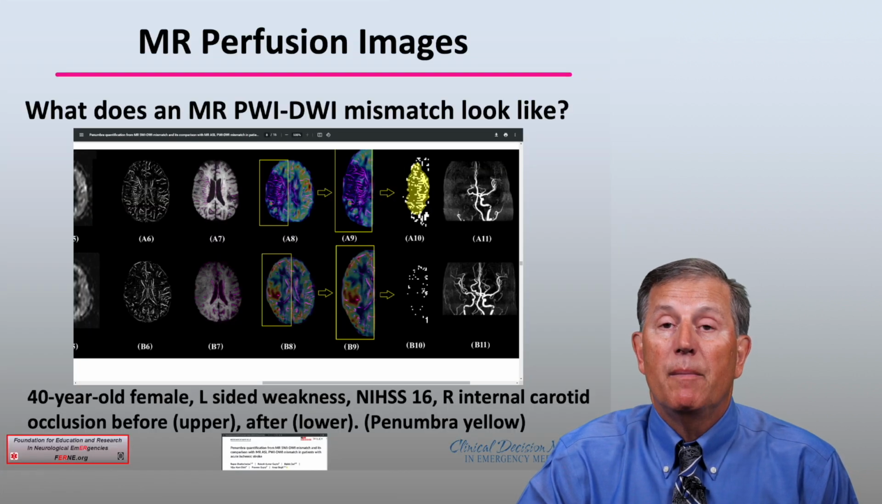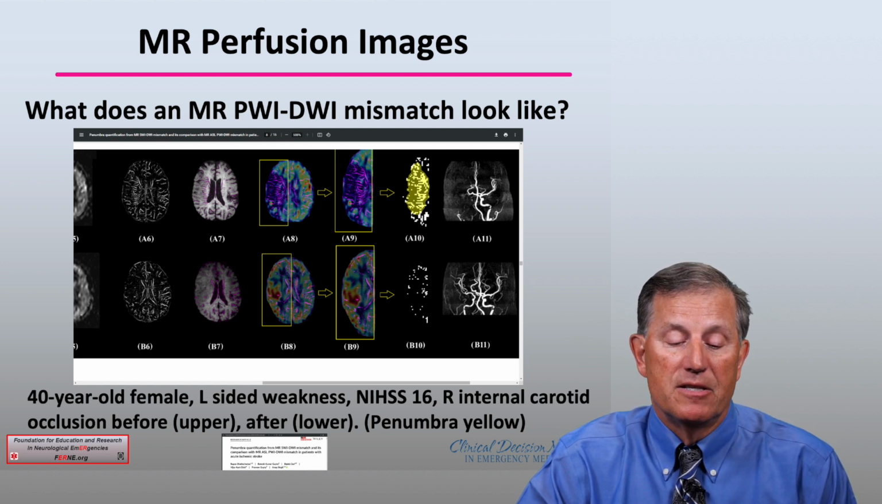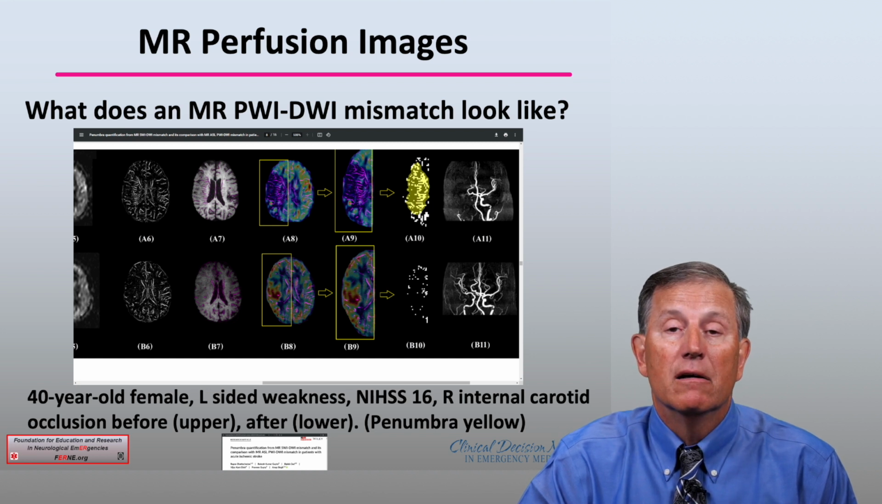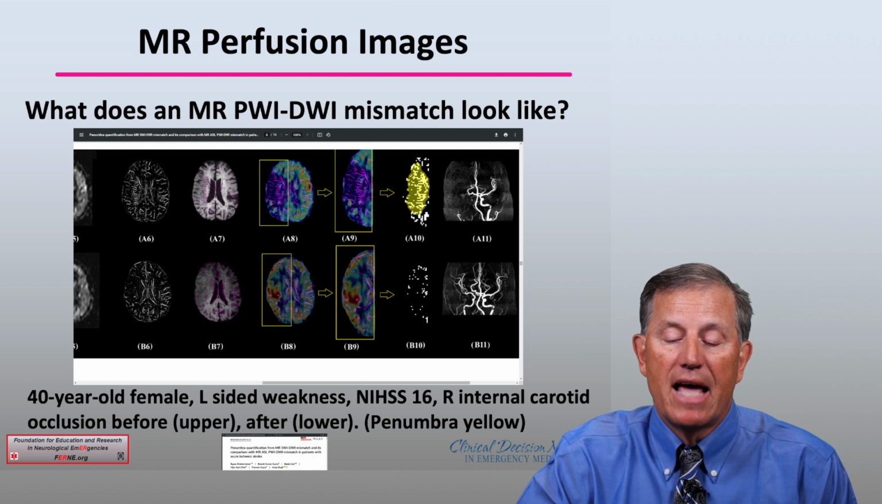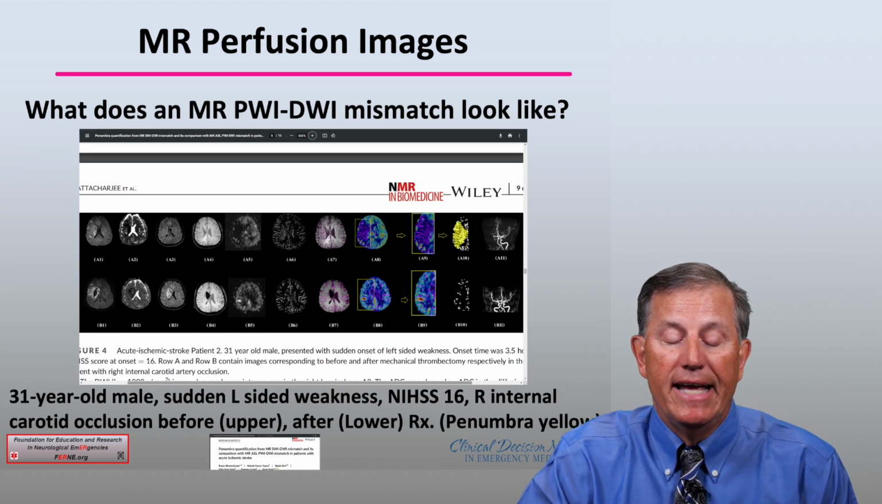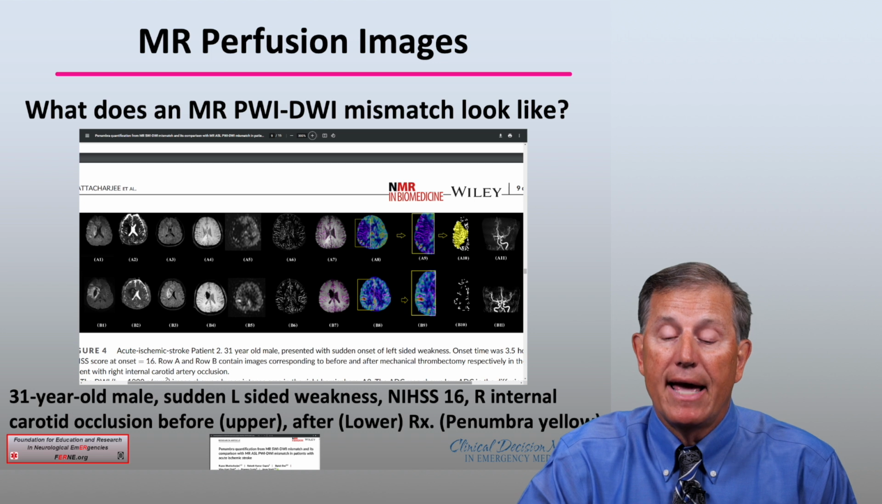So, MR neuroimaging and the ischemic penumbra images. What does an ischemic penumbra or a PWI-DWI mismatch look like? This happens to be a 40-year-old female, left-sided weakness, NIH stroke scale quite high, suggesting a likely LVO. In fact, it was due to a right internal carotid occlusion. And you could see what's important here is the yellow ischemic penumbra identified on MR. This is another example where the penumbra is identified in yellow. A 31-year-old male, sudden left-sided weakness, NIH stroke scale high again of 16, a right internal carotid occlusion.